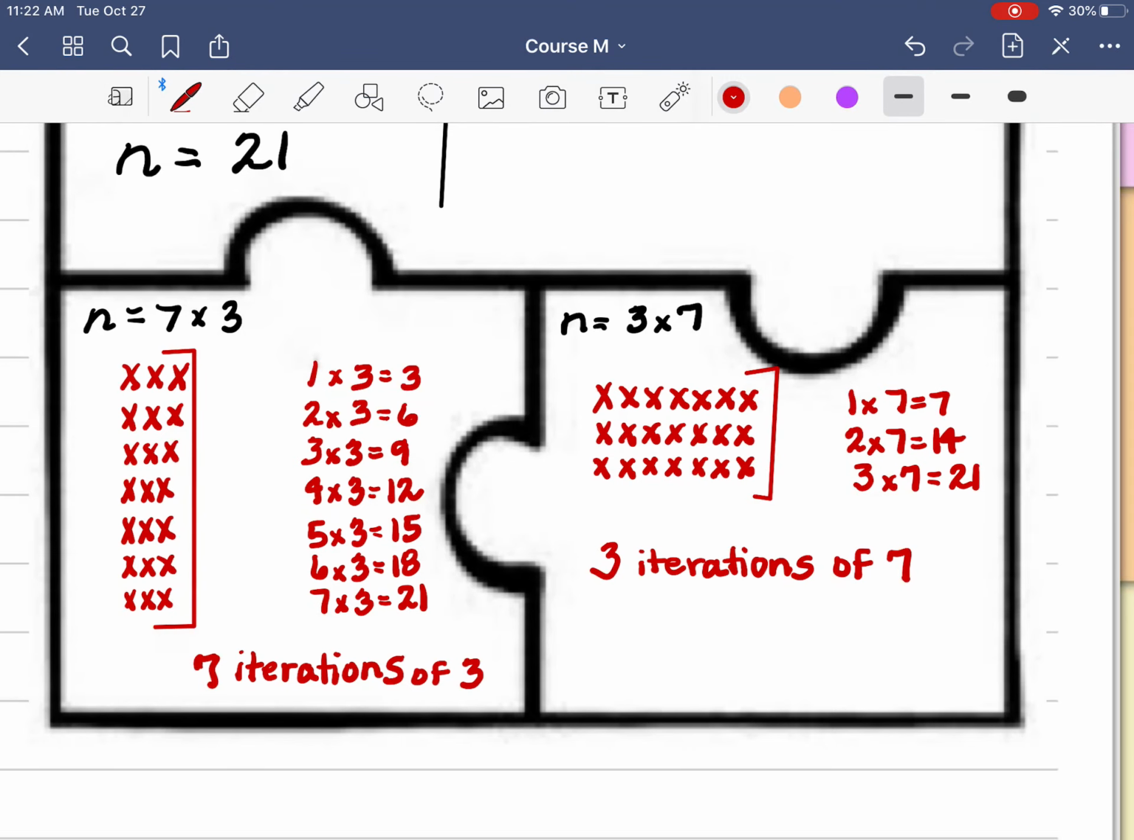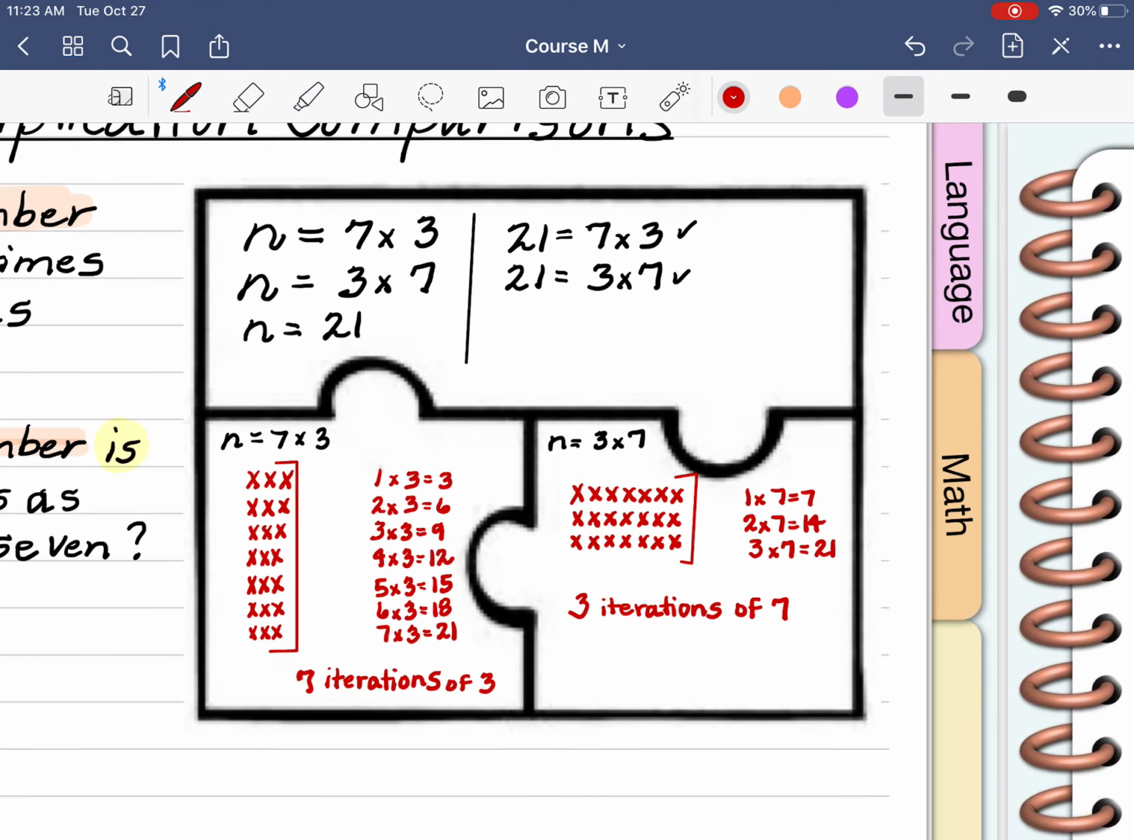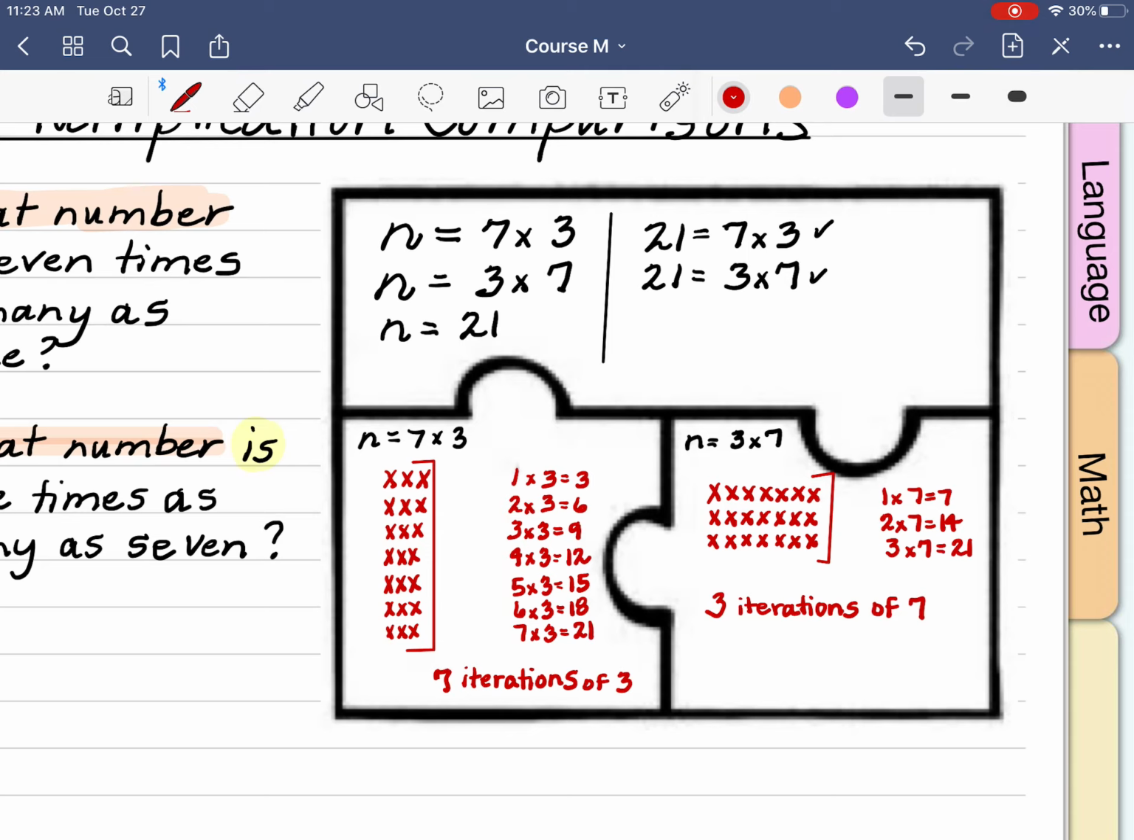And you may be thinking, okay, so what's the point? I understand that 7 times 3 is 21. What I want you to understand, I want you to understand 2 things. First of all, why is it 21? And secondly, it doesn't matter if I write it as 7 times 3 or as 3 times 7. The product does not change. The 21 is going to stay the same.